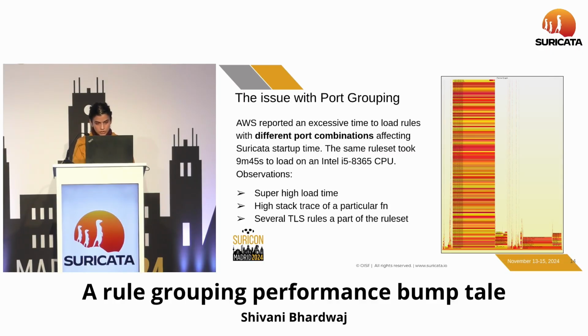Now, coming to the issue with port grouping. We were reported by AWS that a particular rule set took an excessive time to load, and by loading we mean that the entire startup time of the engine was quite high. When I say quite high, I mean it took 9 minutes 45 seconds on my system to load. So that's how much it took for the engine to get started. The interesting thing and the different thing about this particular rule set was that it consisted of different port combinations.